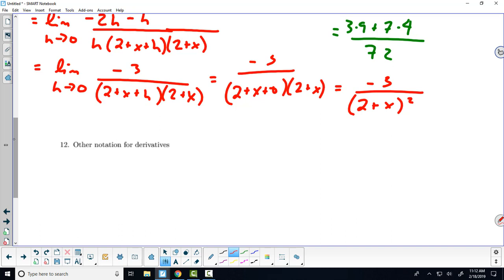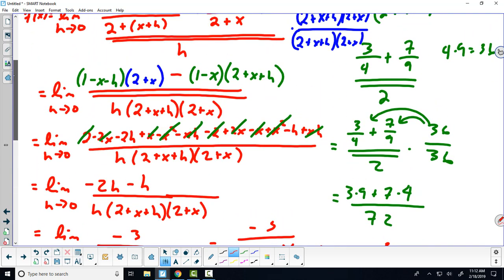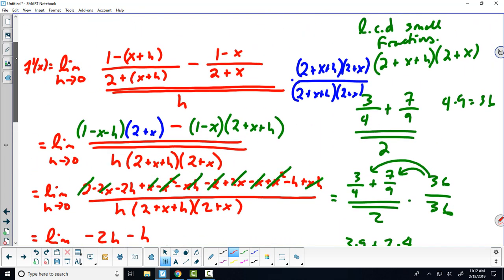So folks, at this point, all tools that you learned in Chapter 2 are still fair game tricks to use. I did this one because I thought this one was particularly challenging. So I wanted to show you how to do it.